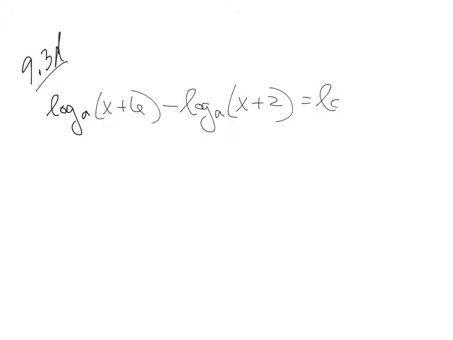I'm going to make my pen smaller. Log base A of x plus 6 minus log base A of x plus 2, and we're going to set that equal to log base A of x. Okay, so we don't really care what our base is. I mean, it's A, but it's not going to do anything weird.